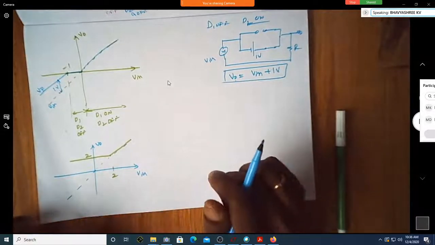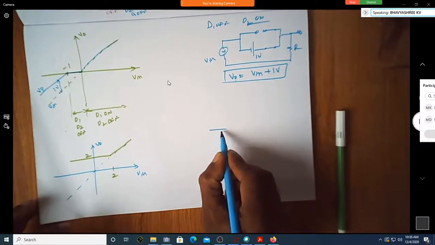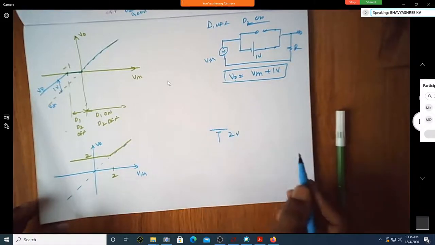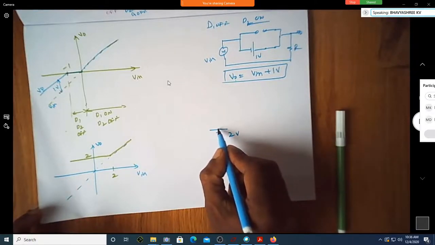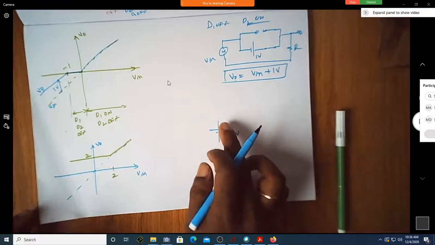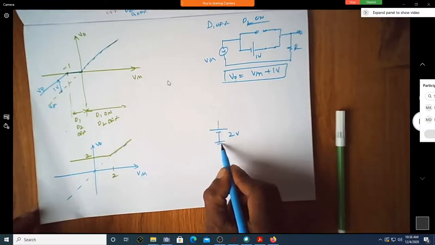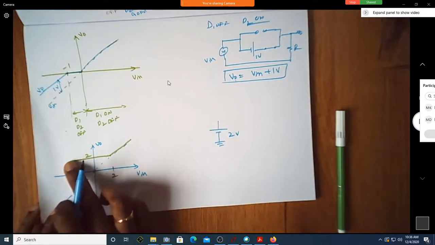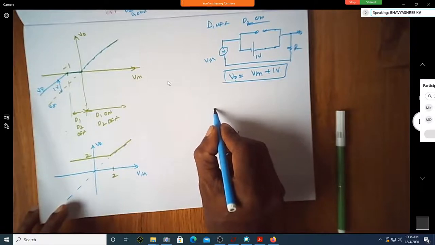So when do you usually get a constant voltage of 2 volts? Whenever you have a battery, correct? Yes, sir. So I'll put a battery here of 2 volt. Correct? When do you get the output voltage as 2 volts? During negative half cycle, correct? Yes, sir. So shall I do something like this now?